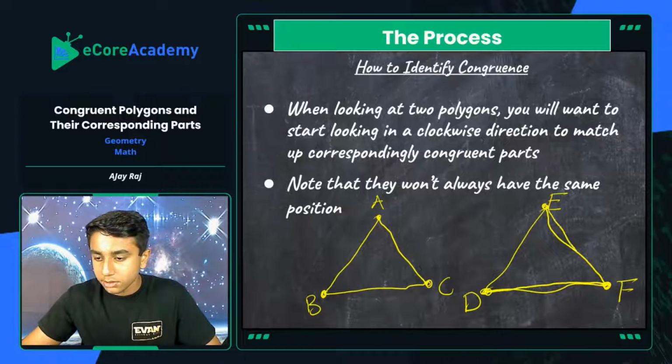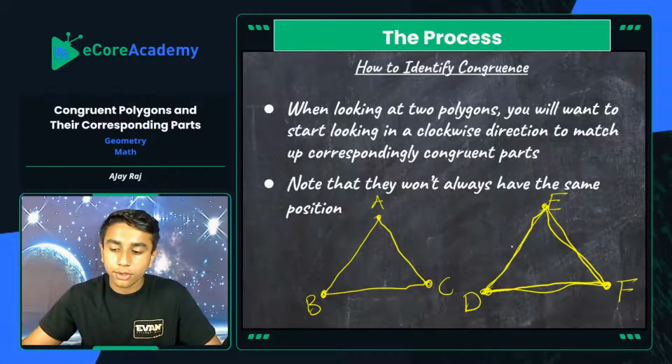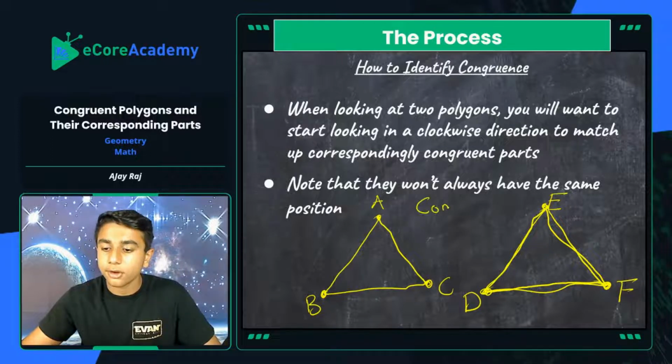Let me just outline these lines a bit more so that they look a bit more straight. Okay, when we're looking at these two triangles, let's just assume that they are congruent triangles here. So what we're saying is that triangle ABC is congruent to triangle DEF.